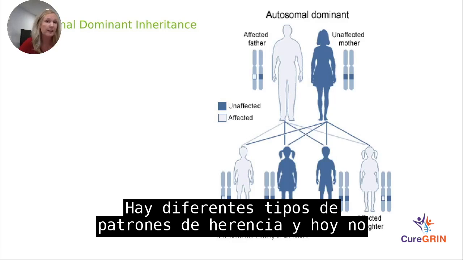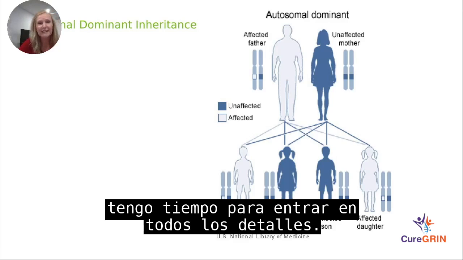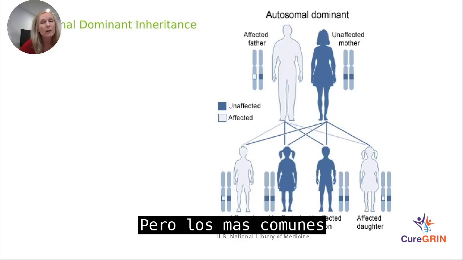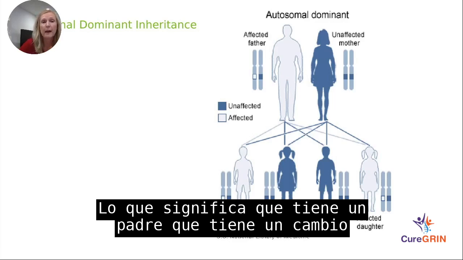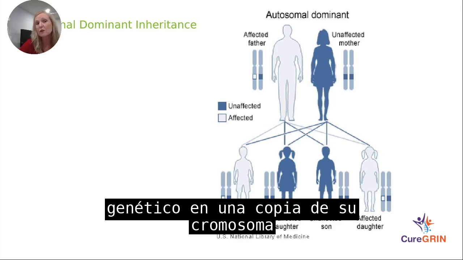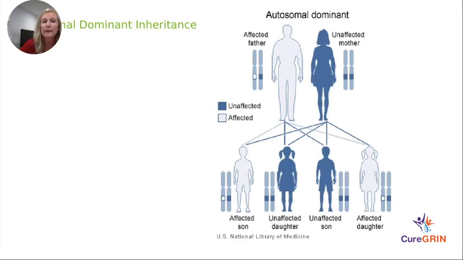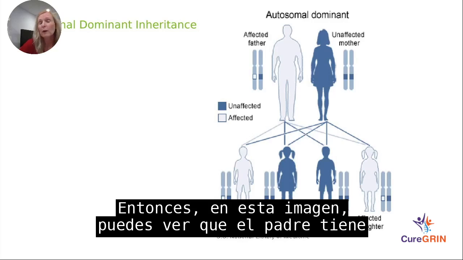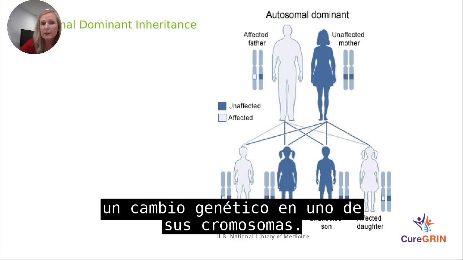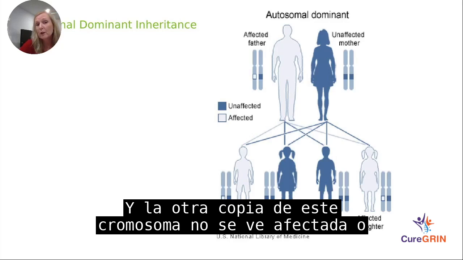So there's different types of inheritance patterns, and I don't have time today to get into all the details, but the most common ones that we see and have been seen in GRIN are called autosomal dominant, meaning that one parent has one genetic change on one copy of their chromosome that is enough to cause the condition in that individual. So in this picture, you can see that the father has a genetic change on one of his chromosomes, and the other copy of his chromosome is unaffected or unchanged.